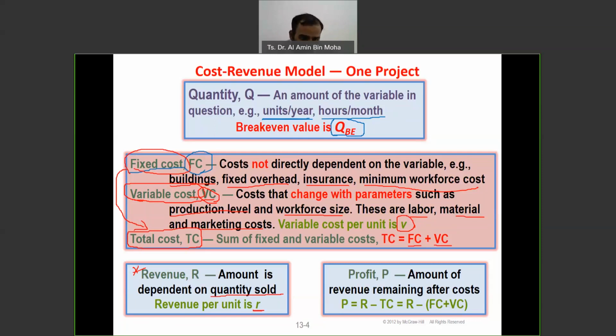Profit is the amount of revenue remaining after cost, which means revenue minus total cost. This is profit, and then we can derive more. Total cost is fixed cost plus variable cost, so profit P is also equal to R minus the summation of fixed cost plus variable cost. So this is the concept of the cost revenue model for one project.